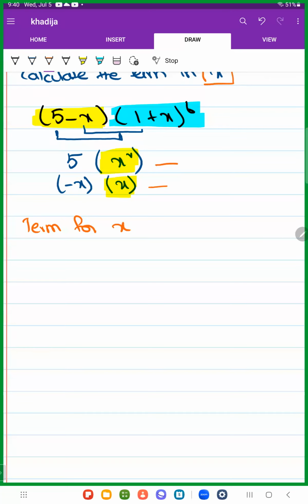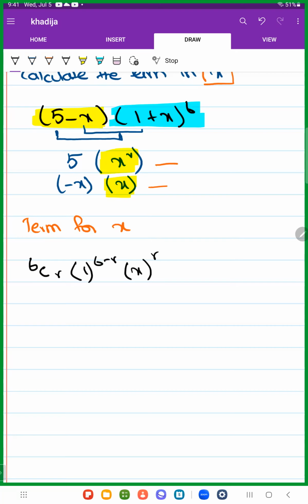Can you do this with me really quickly first? So you'll use the term formula. What is my n? n is 6. nCr, a is 1, 6 minus r, and x is x to the power of r.